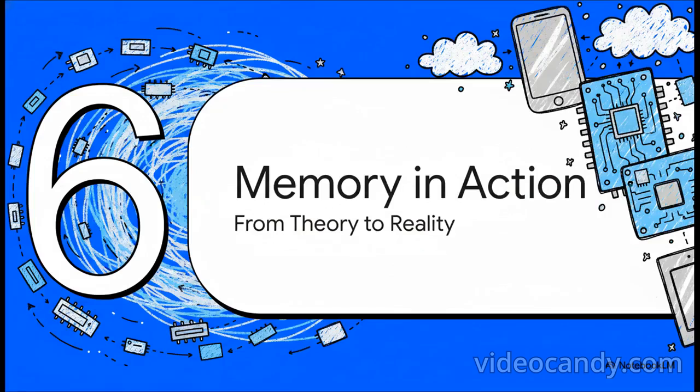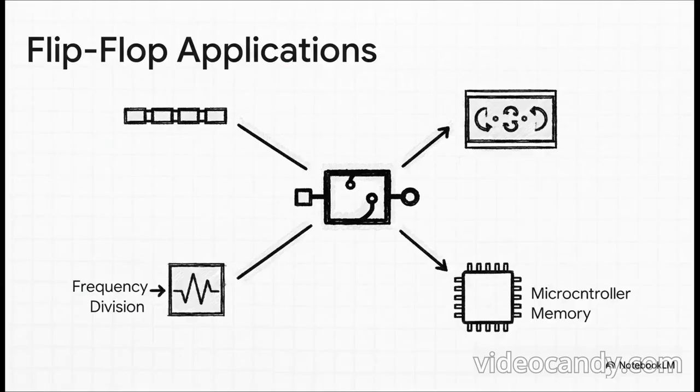Okay, now for the really cool part. We've talked about the theory, but let's see how these simple little 1-bit memory cells come together to build the actual technology we use every single day. So where do you actually find these things? Honestly, everywhere. They are the absolute foundation for critical computer parts like registers, which are just temporary storage spots for data your computer is working on right now. They're used to build counters that track events. They're even used in circuits that divide frequencies. They are truly the workhorses of all digital logic.